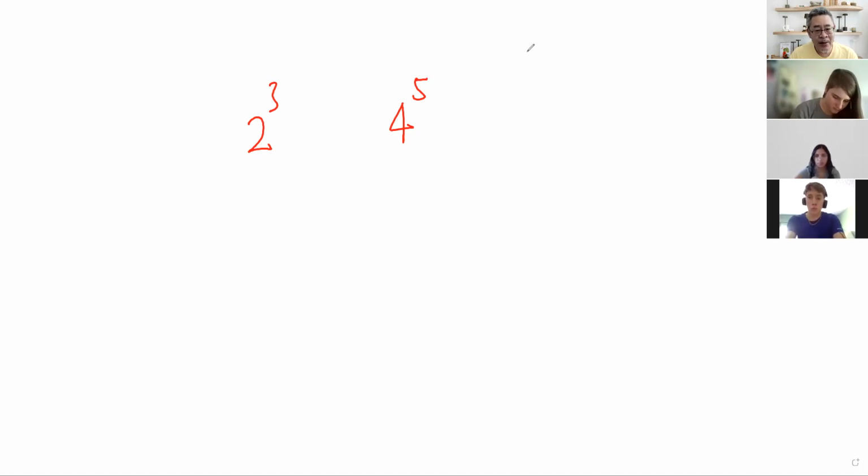Oh, exponents. Okay. So an exponent is something we see, like say 2 to the third and 4 to the fifth. It's really nothing, it's basically still multiplication. And it's called shorthand.